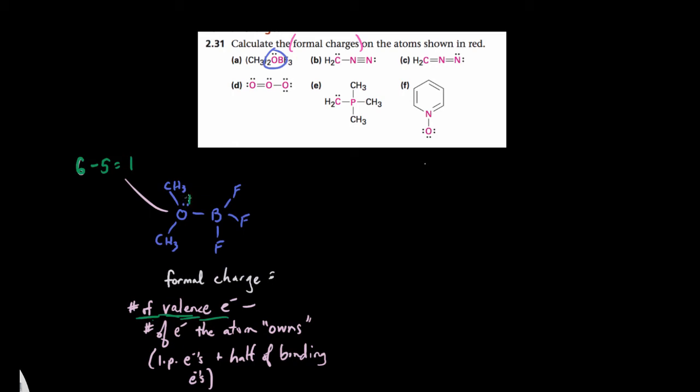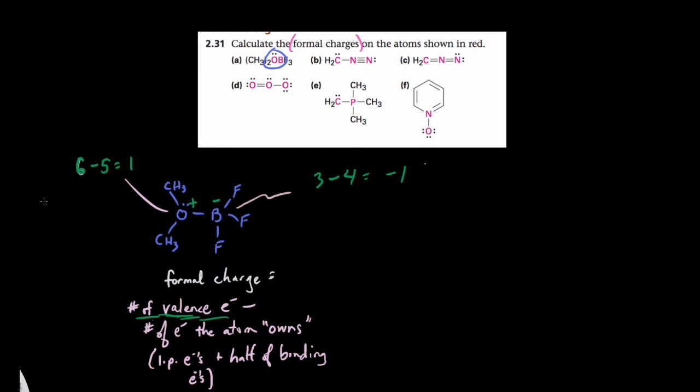You can write it with a plus in a circle, or you can just put a little plus there to indicate the oxygen has a plus formal charge. If we go to boron here, boron has 3 valence electrons because of its place in the periodic table. And how many electrons does it own here? Well, it's half of the electrons in these bonds, so 1, 2, 3, and 4. So 3 minus 4 is -1. So boron has a -1 formal charge in this molecule.